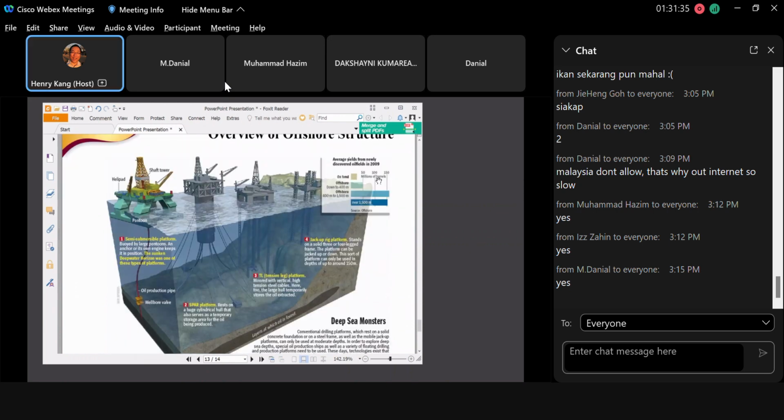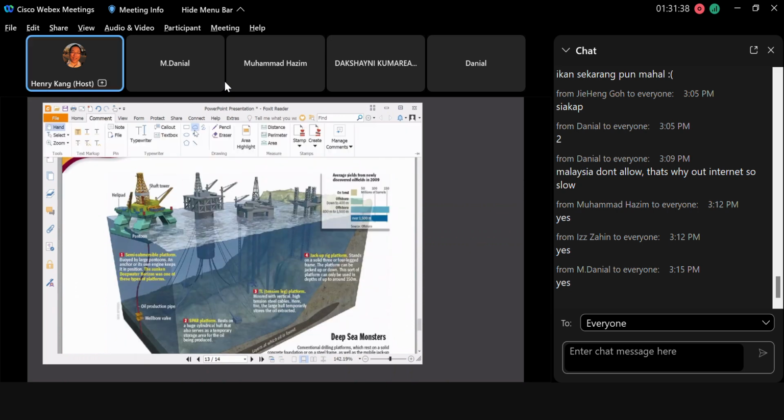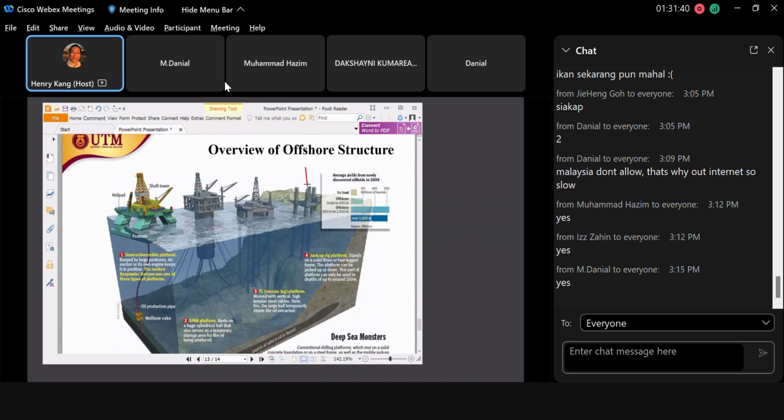Okay, something like that. For example, this is the jack-up platform. For the jack-up platform, we try to build three or four major truss members. Truss is something like a steel structure, three or four, like chopsticks.